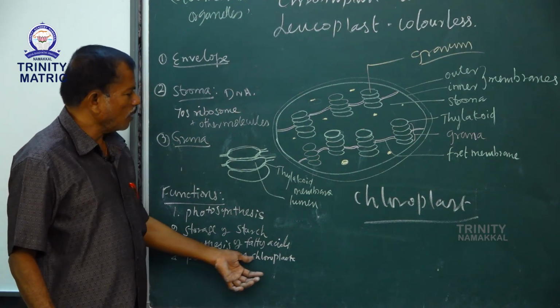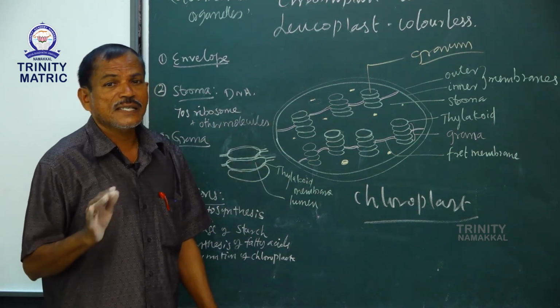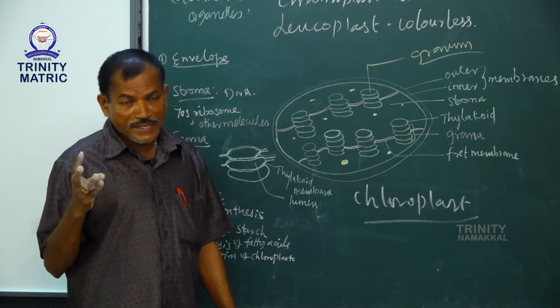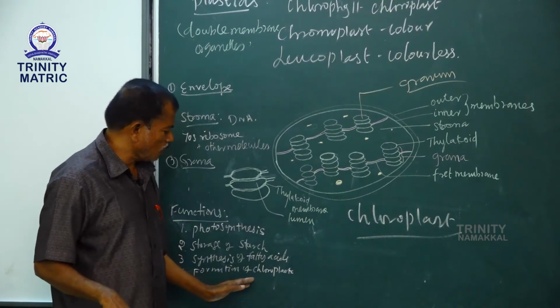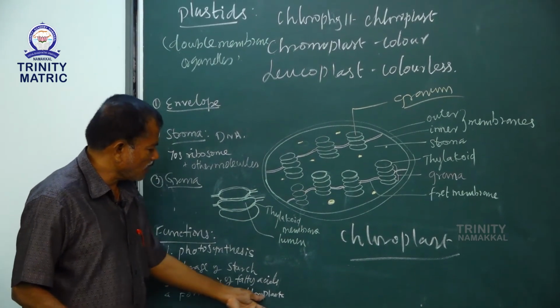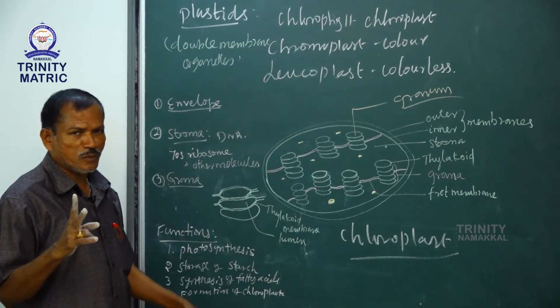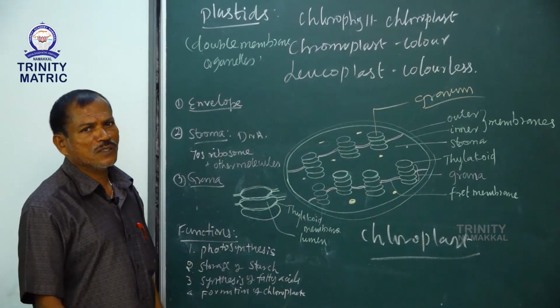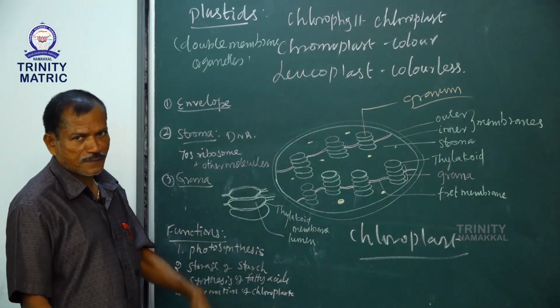And then formation of chloroplast. The chloroplast is otherwise called a semi-autonomous organelle. Mitochondria are also called a semi-autonomous organelle. So the chloroplast is also formed from the same chloroplast. This formation of chloroplast takes place within the chloroplast. Sometimes a 2 mark question is asked: mention the functions of a chloroplast. You should write these four points.